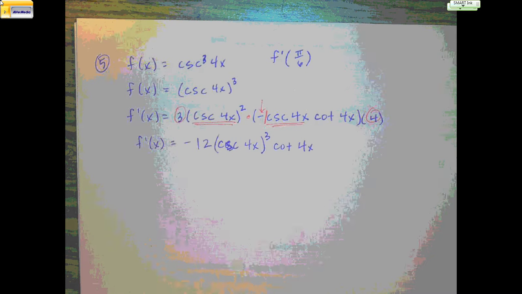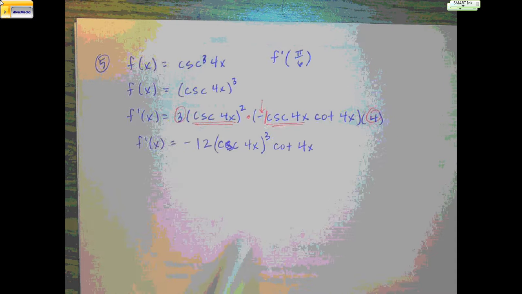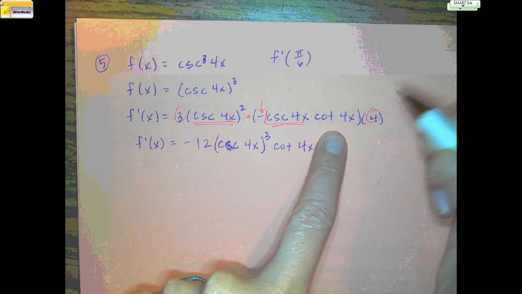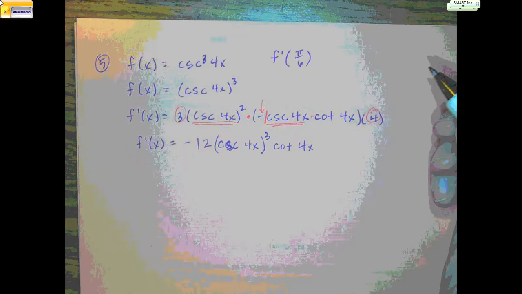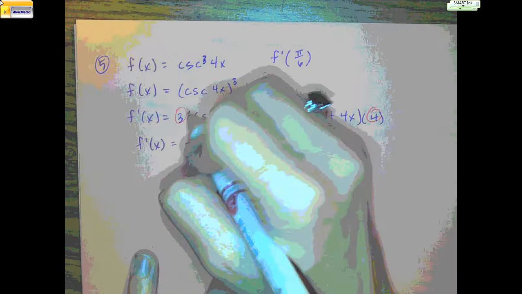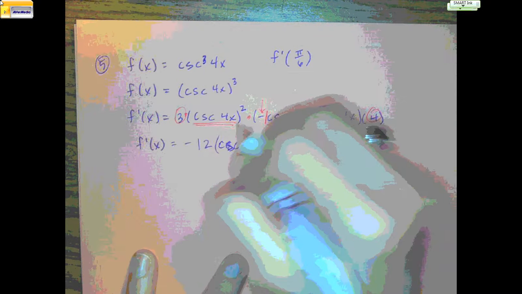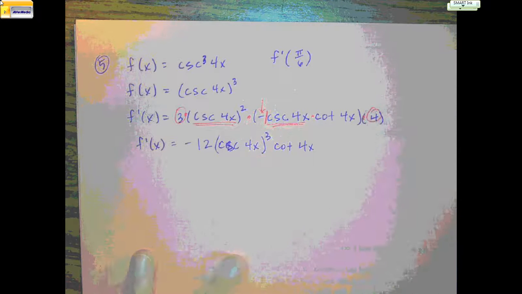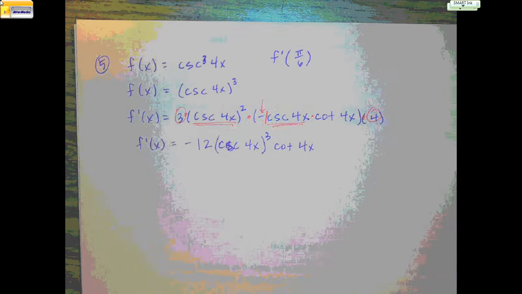It's on the inside. I thought negative cosecant 4x cotangent 4x was 1. It is, but it means negative 1 times cosecant 4x times cotangent 4x. So you're just multiplying a whole bunch of stuff together. You've got 3 times this guy times this guy times this guy times this guy times this guy. You're just multiplying everybody. Does that make sense, Nick?